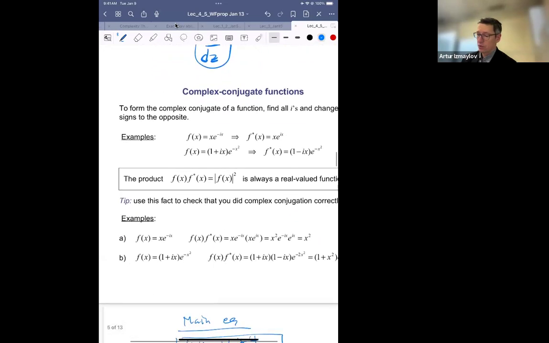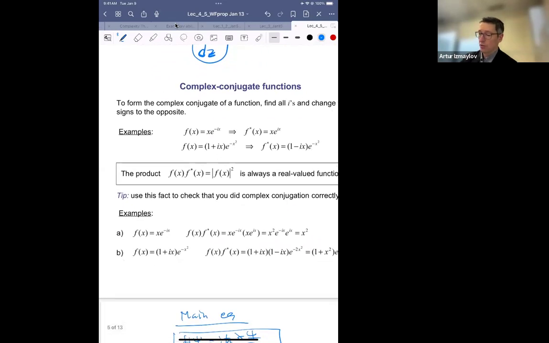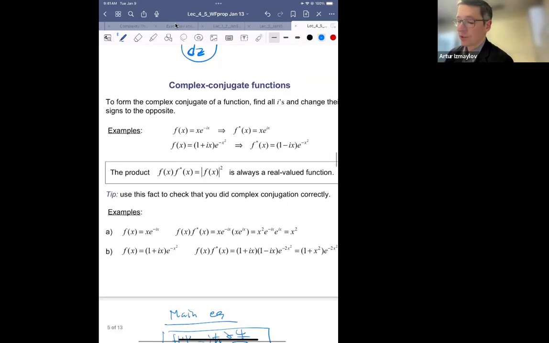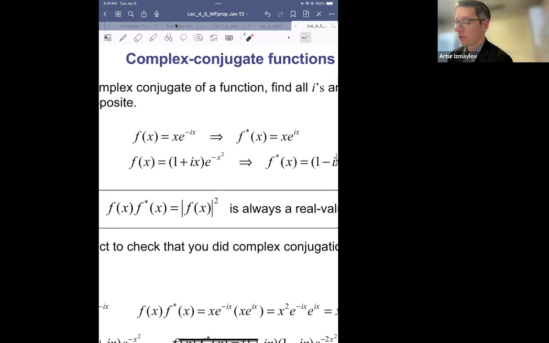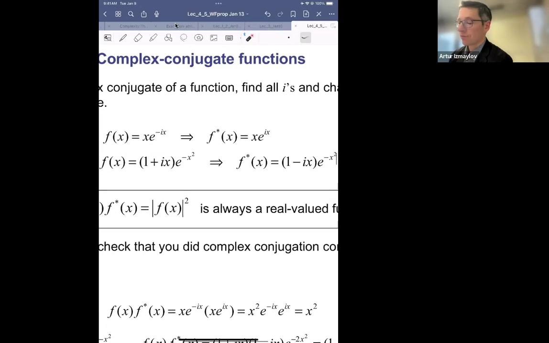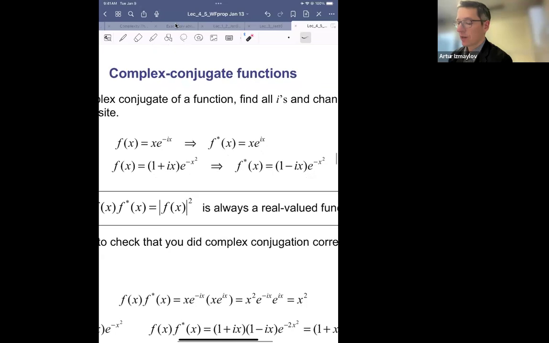okay, we will need to do the complex conjugation of functions. And again, the procedure is relatively simple. We just change the sign in front of the component that is multiplied by i, right? So here are two examples. If you do the conjugation, we just change the sign here and here.